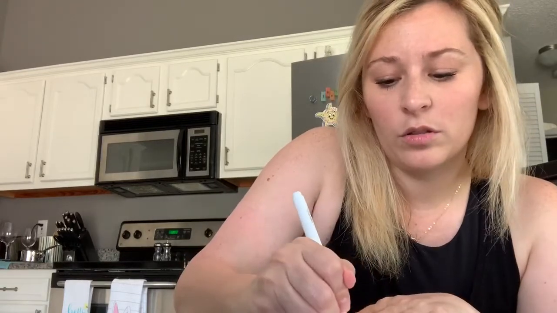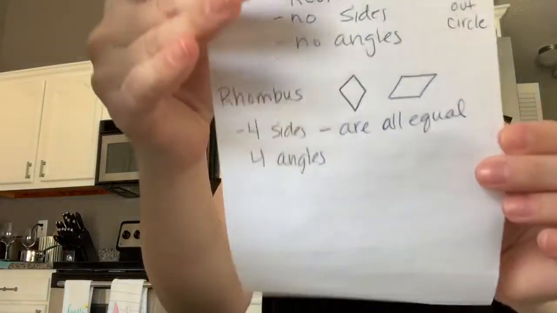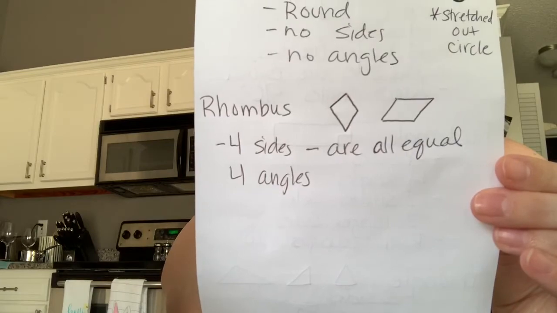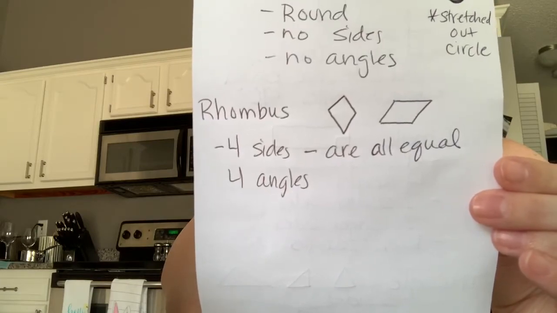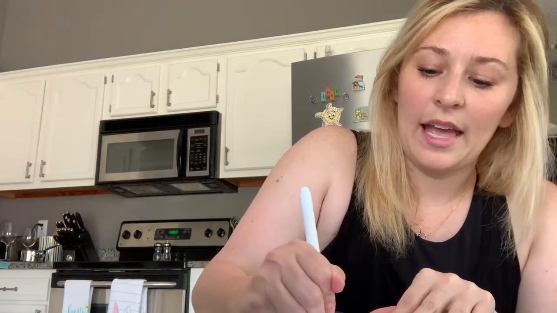So a rhombus has got 4 sides and 4 angles. And all those sides, just like a square, are equal. All the sides are equal. But the angles do not make those perfect 90 degrees. Nope. But a rhombus looks like a diamond. I'm going to put that on there. Looks like a diamond. That's how you're going to kind of recognize that rhombus.